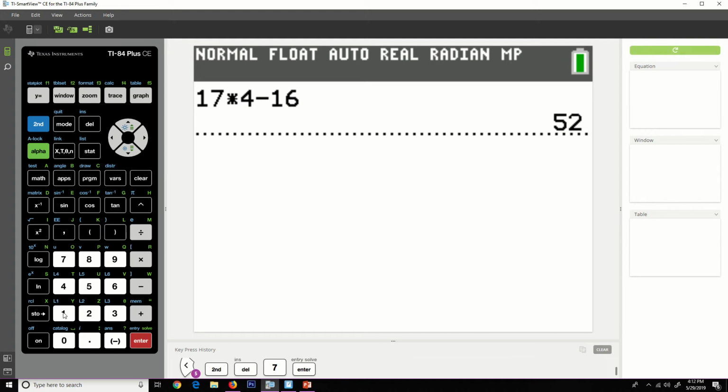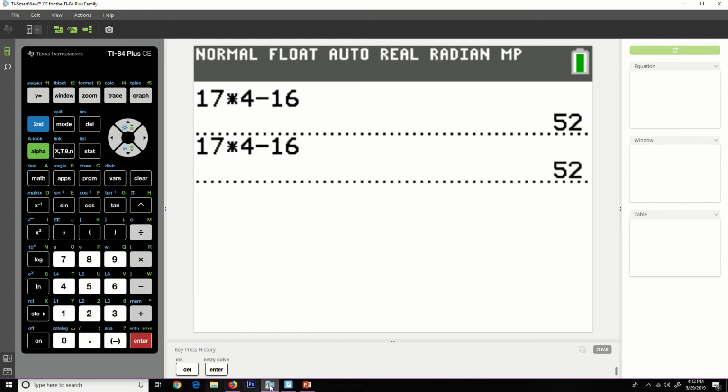Now, let's say I wanted to do 17 times 4 minus 16, and I did this. And I said, oops, I've got this extra 4 here that I don't want. I can bop over there with my arrow key and hover over that number that I want to get rid of, hit the delete key, and then hit enter, and it will do the calculation for you.